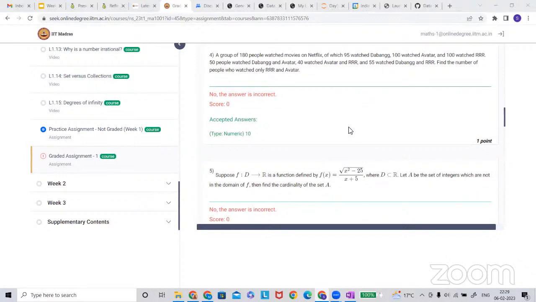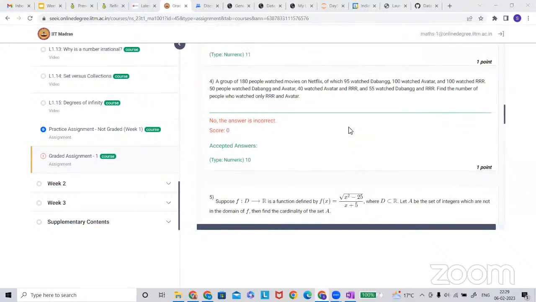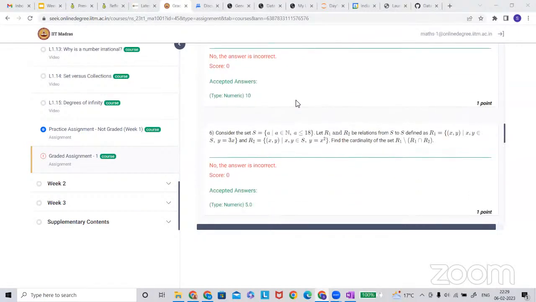Excuse me. Mine is not actually a doubt, but just a confusion with respect to the fourth question. There is one more question, sir, regarding R1 minus R1 intersection R2, the cardinality. It is asking for the cardinality of the intersection of RRR and Avatar only. In the graded assignment, there is a sixth question. No, I'm speaking about the fourth only.